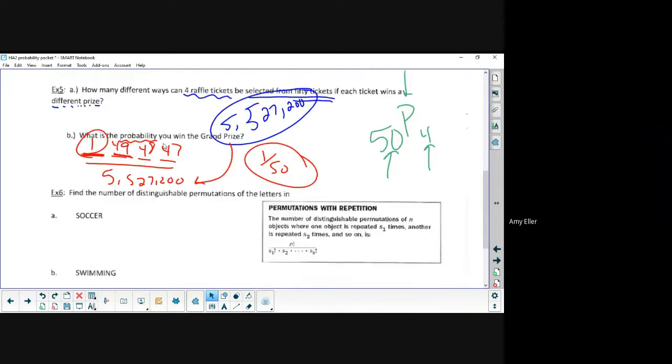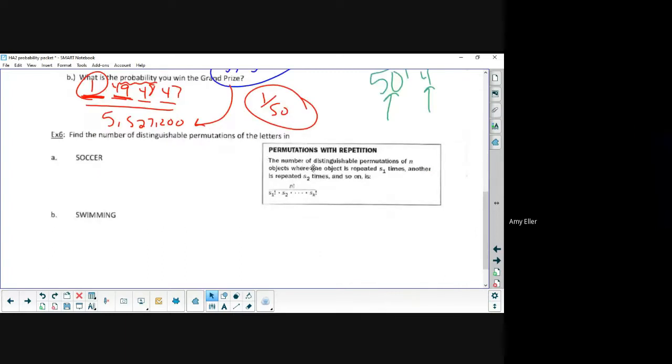All right. I'm going to read this blurb to the side when we're done, actually. We're going to look at the problem first. Find the number of distinguishable permutations of the letters in soccer and swimming.